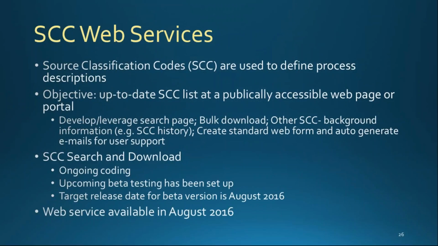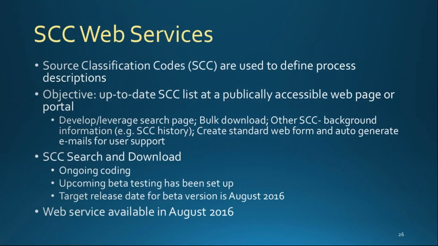Another short-term win project is our SCC Web Services project. Just as a reminder, the SCCs are called source classification codes, and they are used to define and describe processes at facilities. So the objective of this project has been to make sure that the up-to-date SCC list is publicly accessible on a web page or portal, and this has resulted in a few goals for the project.